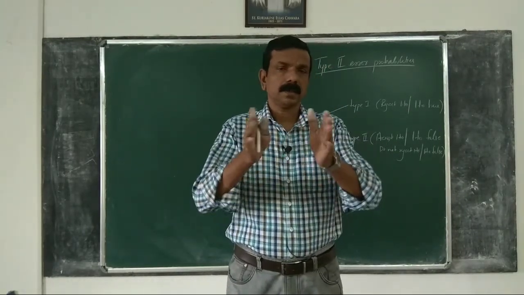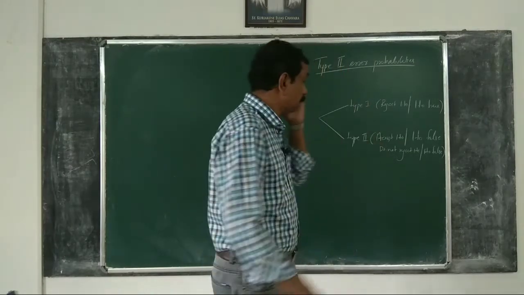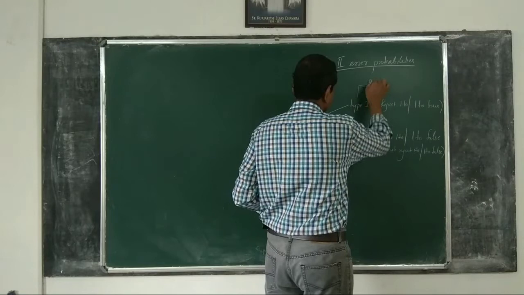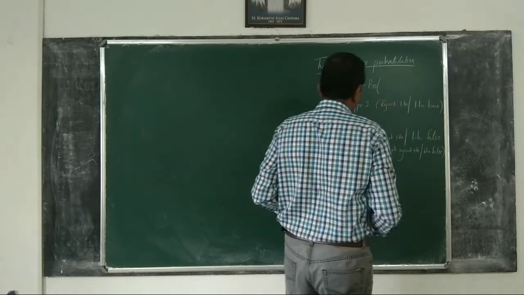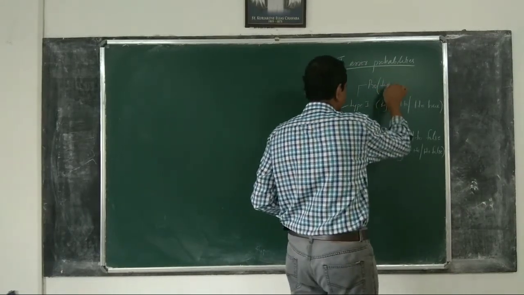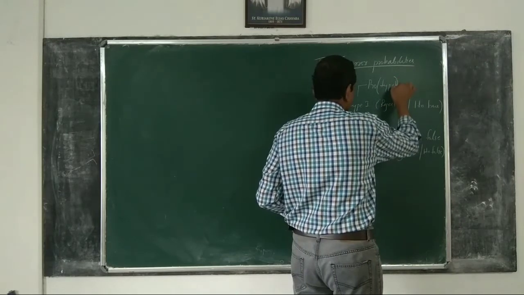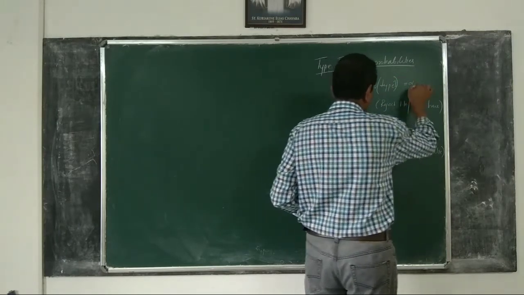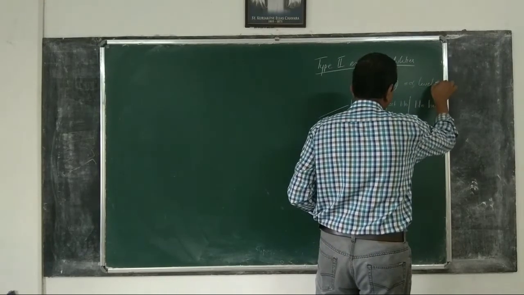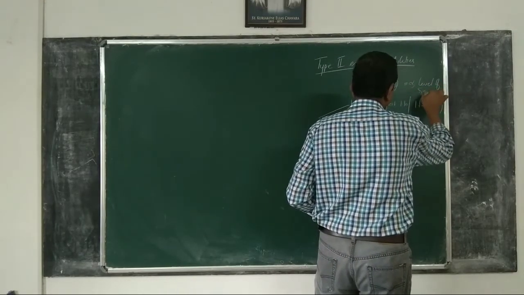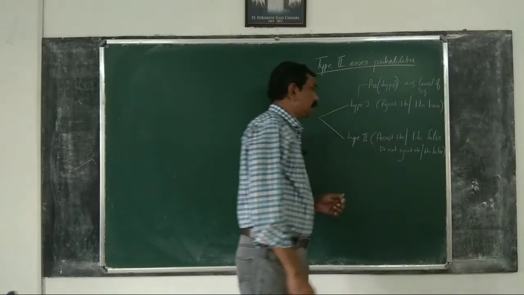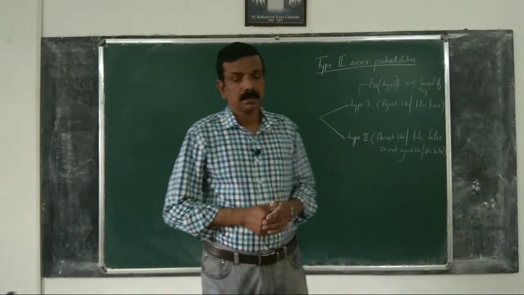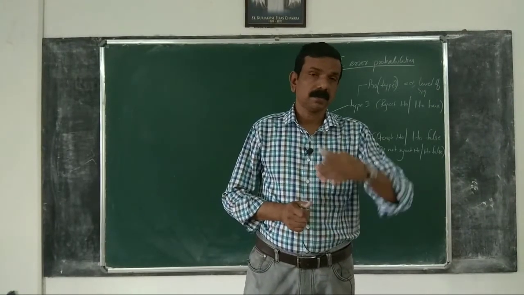And as we have discussed, the probability of type 1 error is alpha, and this alpha is known as the level of significance. Probability of type 1 error is known as alpha. Alpha is known as the level of significance or significance level.